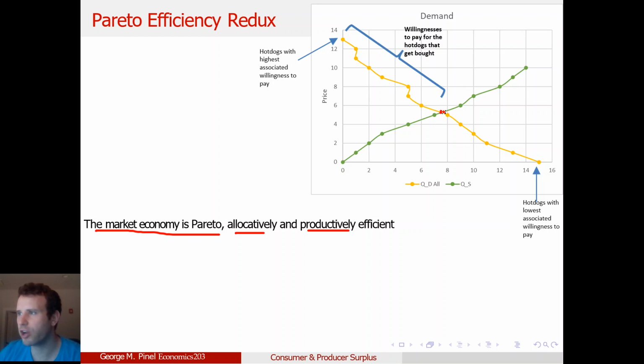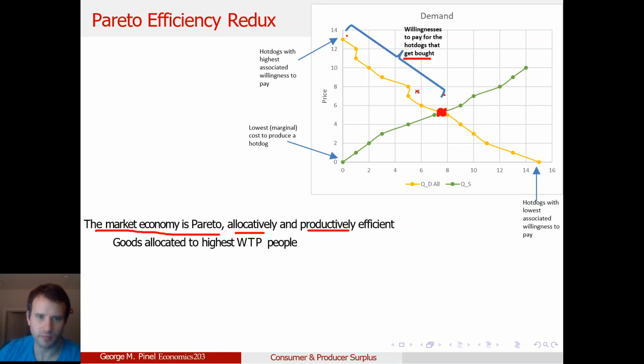So this point here in the center is your equilibrium. Everything to the left are the hot dogs that get bought. The demand curve from here to here gives you your willingness to pay for hot dogs that get bought. Every hot dog that's bought is bought by someone with a higher willingness to pay than the hot dogs that aren't bought. So these hot dogs are all associated with a higher willingness to pay than these hot dogs, and it's only these hot dogs that get bought.